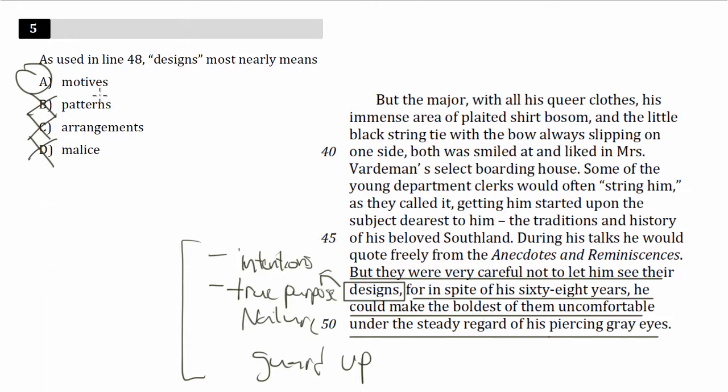And then lastly, we're just going to substitute motives in to see if it makes sense. They were very careful not to let him see their motives, for in spite of his 68 years, he could make the boldest of them uncomfortable under the steady regard of his piercing gray eyes. So that works. So the answer is A.